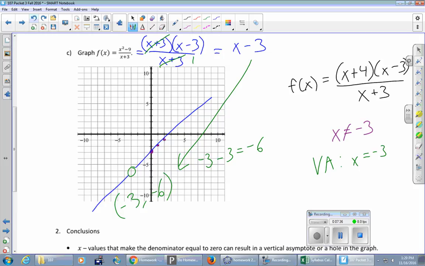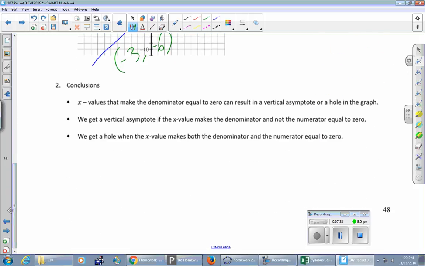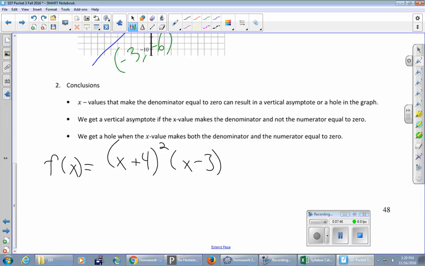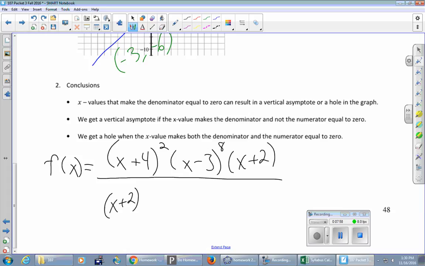So we can play games like, I can give you something. I'll just make this up here. Equals (x plus 4) squared, (x minus 3) to the 8th. Let's do an (x plus 2) right there. Divided by, go ahead and copy this guy for me. So I'm going to put over here (x plus 2) to the 5th, and then (x minus 3), let's do to the 6th, and (x plus 4) to the 3rd.